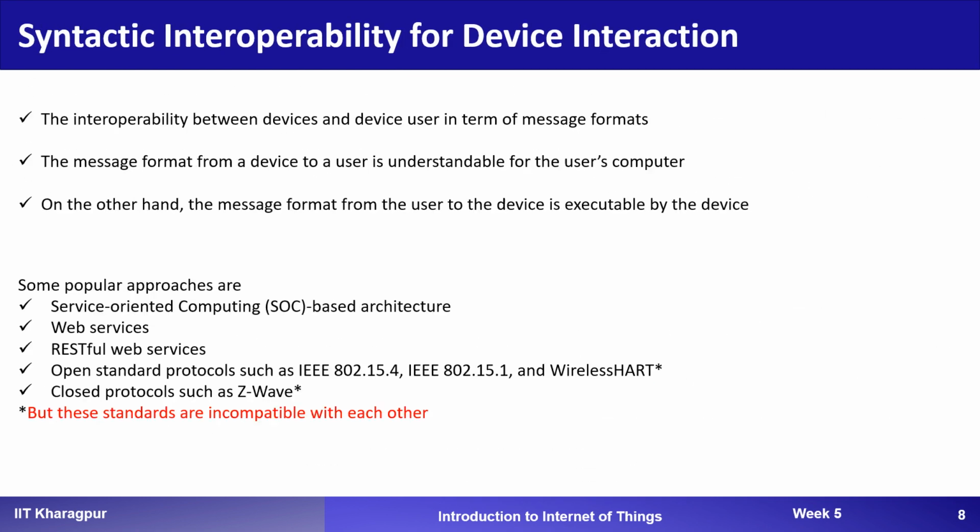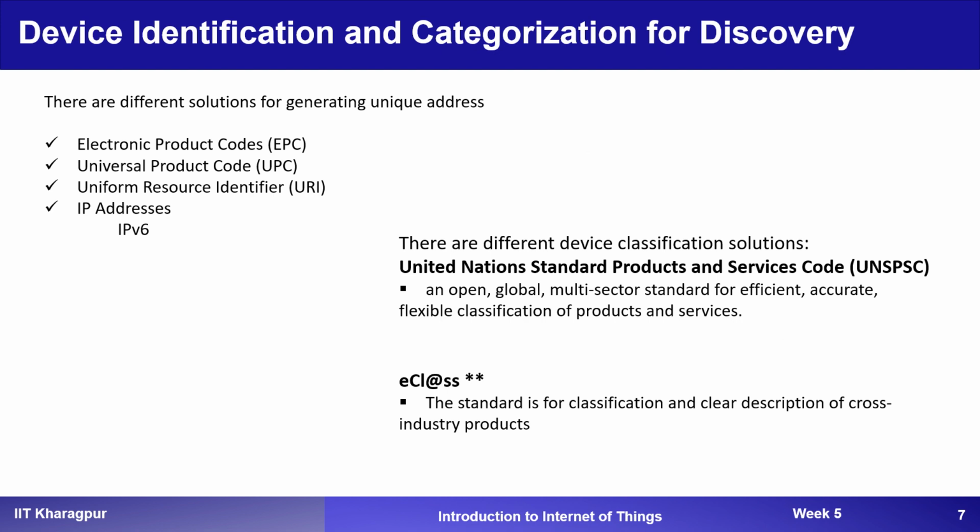So these are the different solutions for generating the unique addresses. First one is your electronic product codes. Second one is your UPC, that is your universal product code. Third is your uniform resource identifier. And fourth one is your IP addresses.